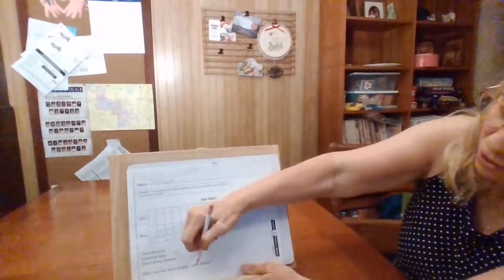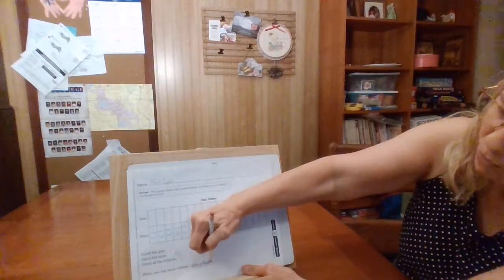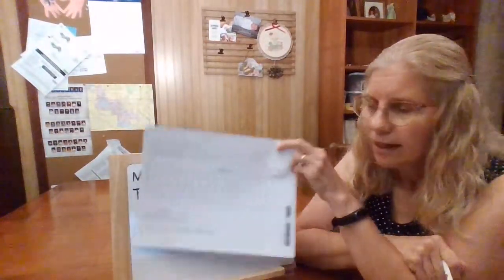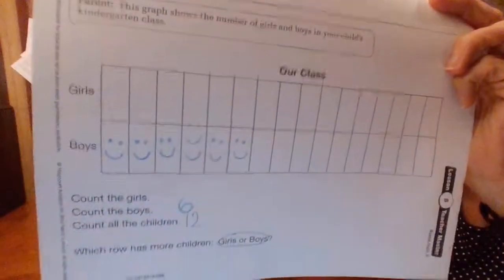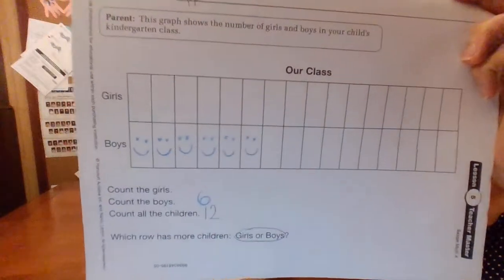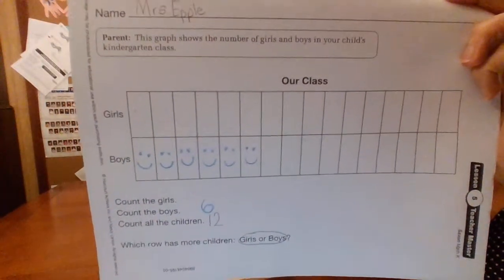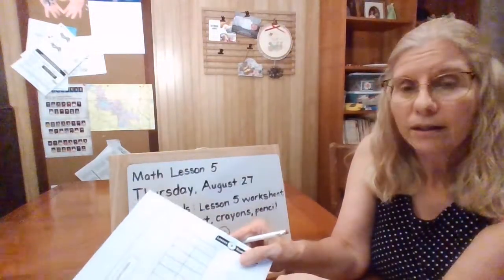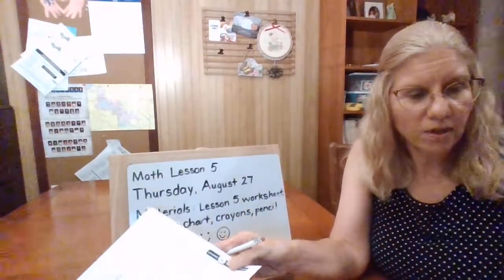Guess what? You can use either crayon or your pencil and circle both, because girls and boys are both the most. How cool is that? We have a tie. That worked really well. So that looks really good. Yours should look like mine. I'm going to hold it up right here so you can see. If you need to pause to finish, you may. And then we are ready for the next part.